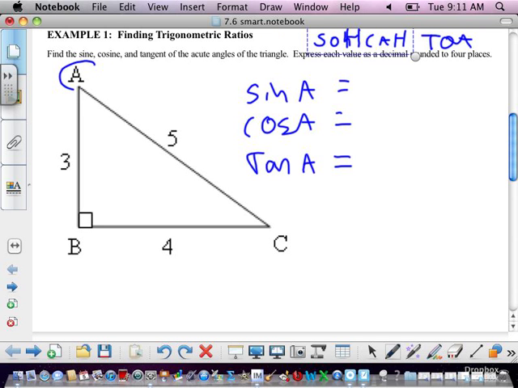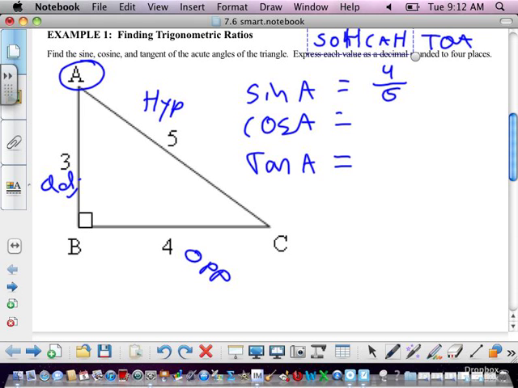What side is opposite A? 4. Or BC. Good. What side is adjacent? 3 or AD. What side is the hypotenuse? All right. Sine is O and H. What are O and H? Opposite and hypotenuse. So I've got opposite, which would be what? And the hypotenuse, which would be? That's it. That's all it wants you to do.